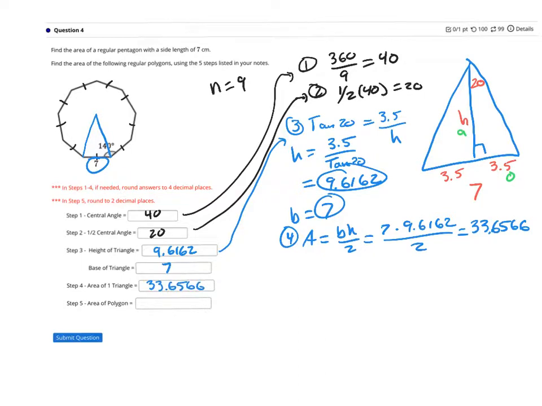Then the last step is to multiply the area of one triangle, which is 33.6566, times the number of sides, which is 9, and that's going to give us 302.91 when rounded to 2 decimal places.